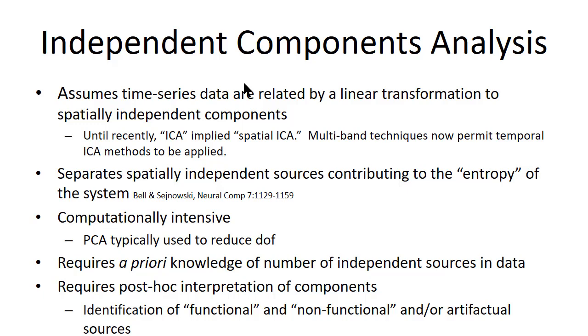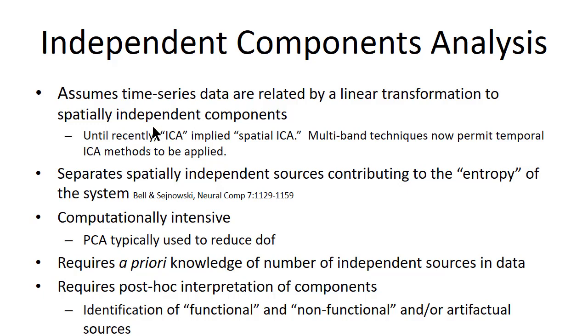Now, as I said, perhaps the complex network strategy that's been around longest, mainly because it's been shown to be so robust in its applicability to many different data sets in many different situations, is independent component analysis. The idea behind independent component analysis is that it assumes that your time series data are related by a simple linear transformation to a set of spatially independent components.